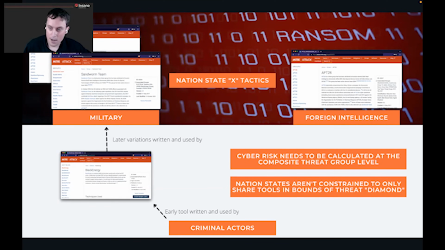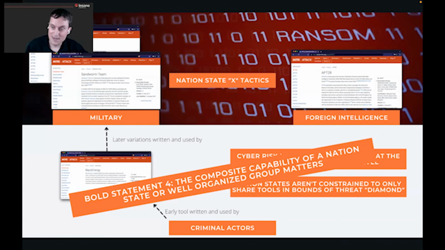So, a bold statement here is the composite capability of the nation state or a well organized group matters, right? This is especially tricky, like I said, because you see ransomware affiliates, right? How do you track a ransomware affiliate when they're paying for access? There are now people that are just selling access. There are now people selling tools, and so that's important.